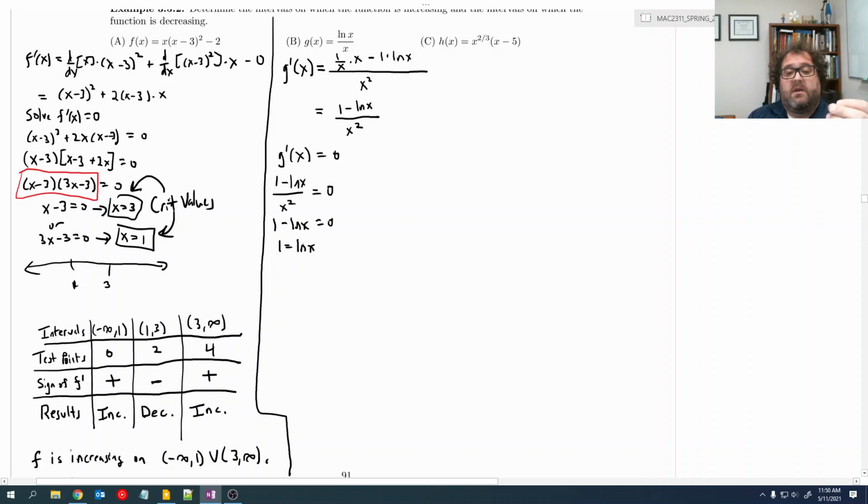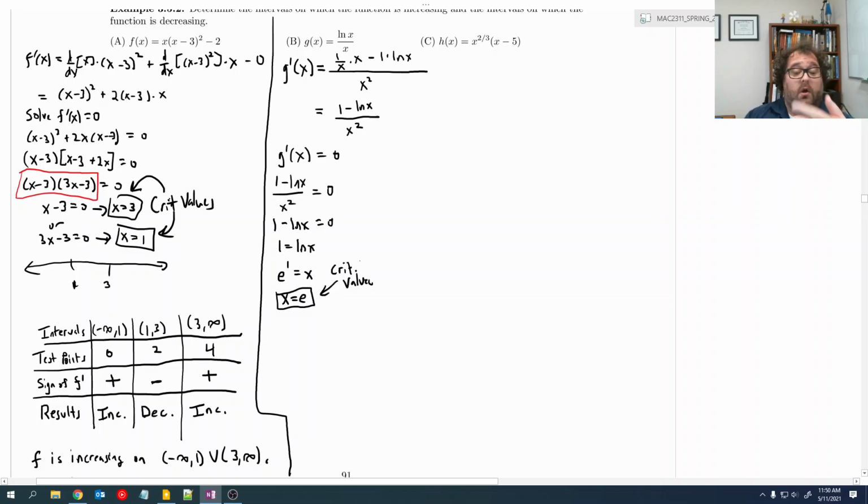Because what does a logarithm mean? This natural log x equals 1 literally can be translated as the base, which is e for natural log, e to the first power equals x. That's exactly what 1 equals natural log x means. So there's our critical value. x equals e. Okay, now that's one critical value.